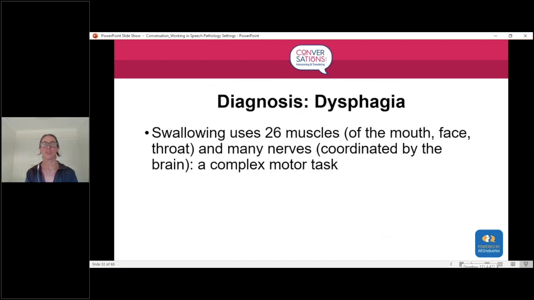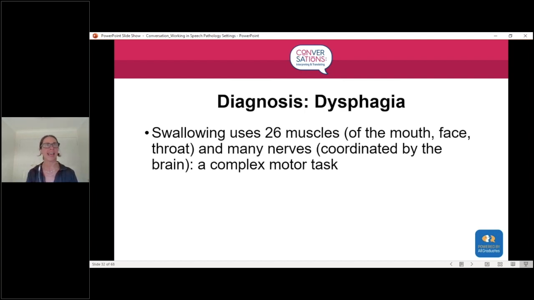Okay, just moving through this fairly swiftly because we have so much to cover. Another diagnosis that you'll regularly see if you work in hospitals with speech pathologists is dysphagia. Okay, that's what we talked about previously. It's that swallowing difficulty. So swallowing is also a complex motor task that uses no less than 26 muscles of the mouth, the face, the throat. Wow. Yeah, it's extremely complex.